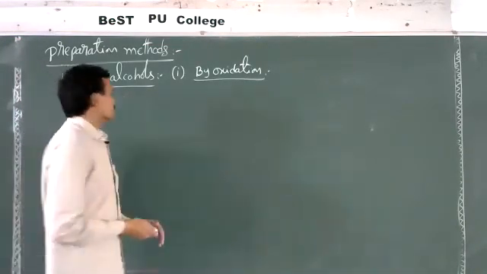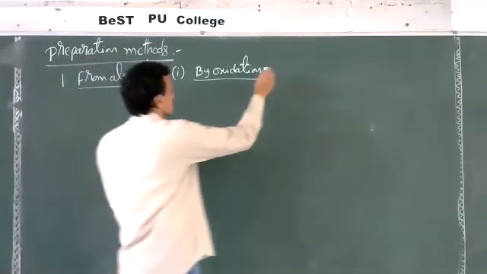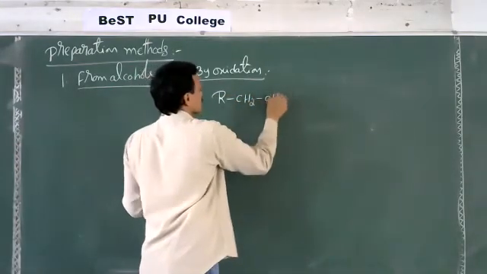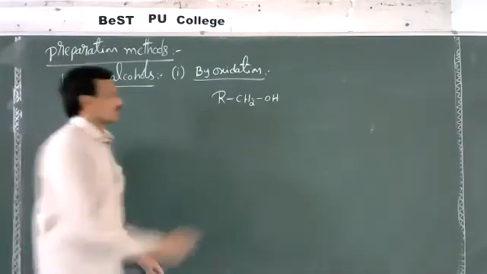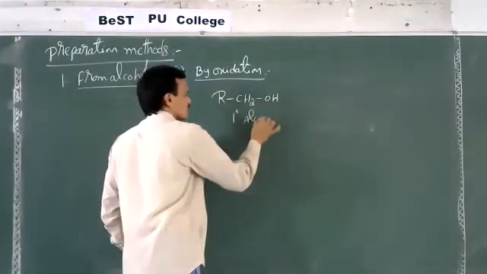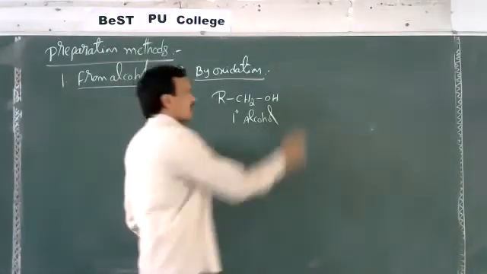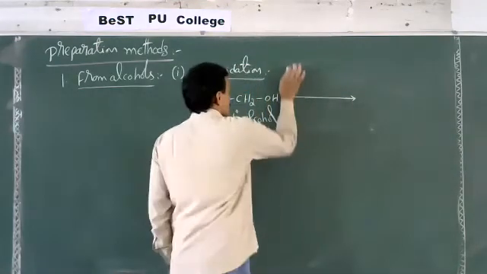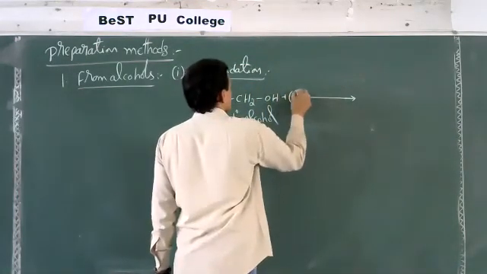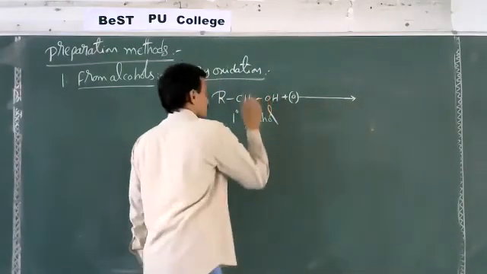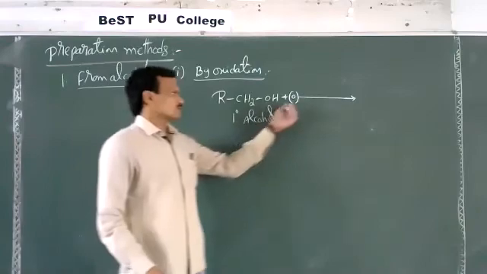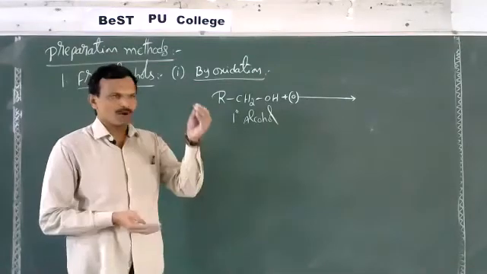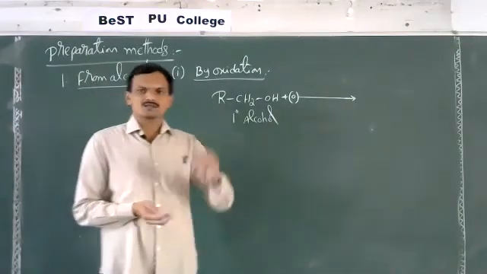Okay. Now, let us see. RCH2OH. So this is a primary alcohol. So these alcohols can be oxidized by different types of oxidizing agents, which release nascent oxygen. See what oxidizing agents we have used in oxidation of alcohols. Mild oxidizing agents are there, strong oxidizing agents are there.